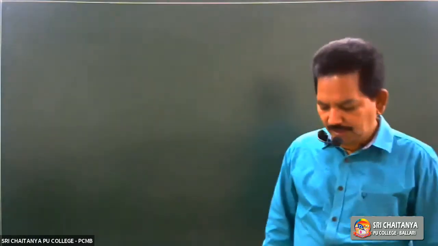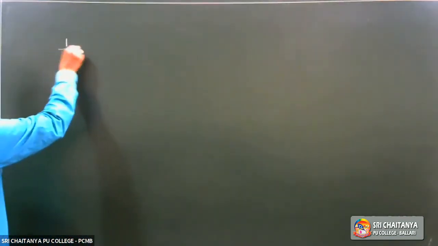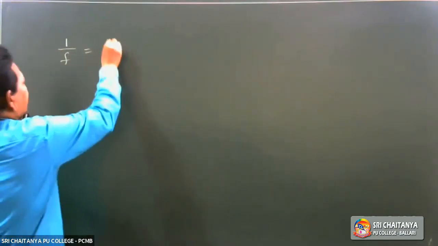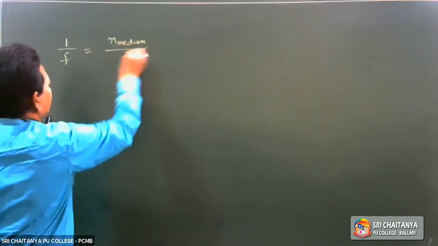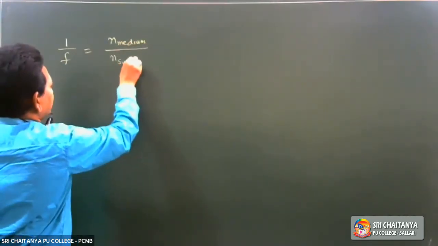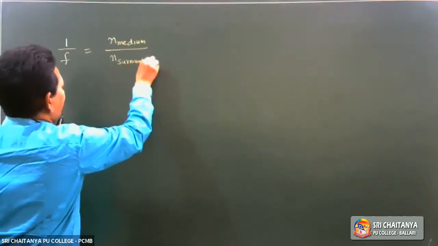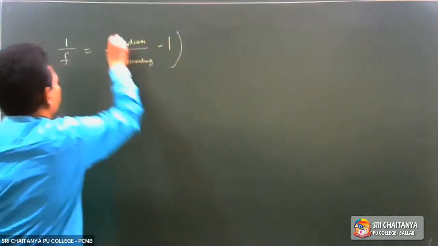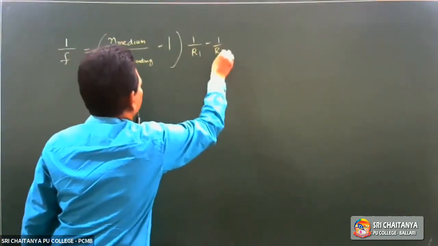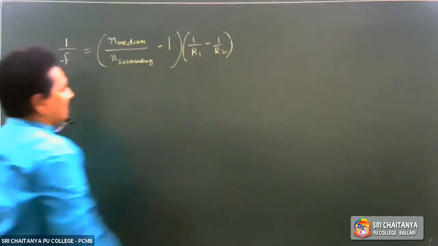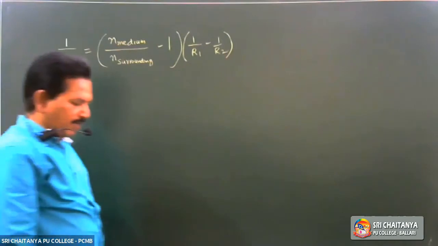In the previous class, we discussed the lens maker formula and its cases. The lens maker formula is given as: 1 by f is equal to (n of medium of the lens by n of surroundings, general formula, minus 1) into (1 by R1 minus 1 by R2), the standard formula for the lens maker formula.